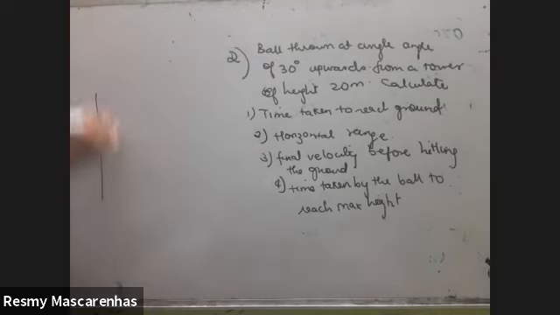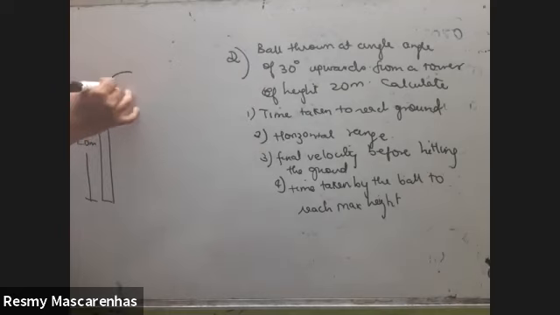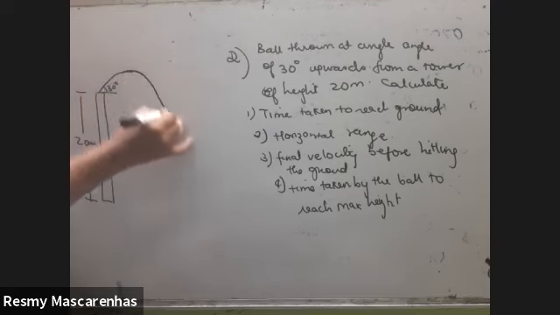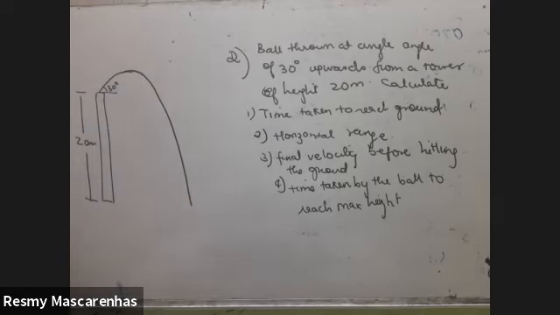So this is your tower. This is 20 meters. Now someone is standing here and is throwing up at an angle. So with reference to this, it is 30 degrees. It is throwing upwards at 30 degrees. So what is going to happen? The ball will go up, reach its peak, and then it will come down. It must reach the ground level.